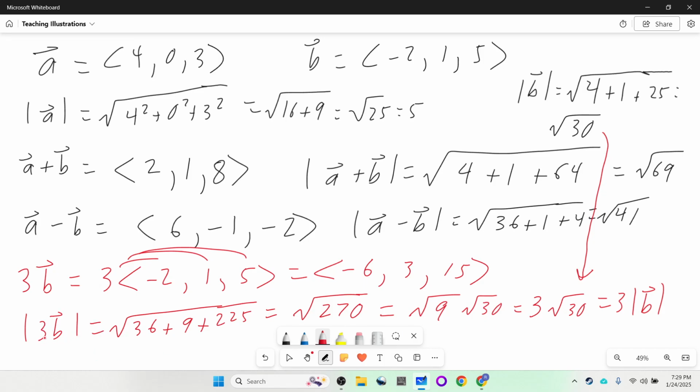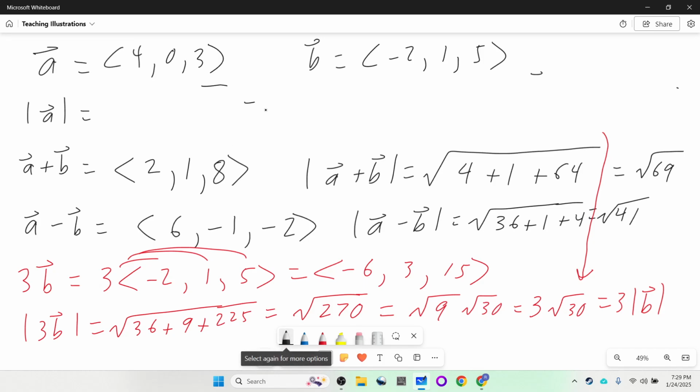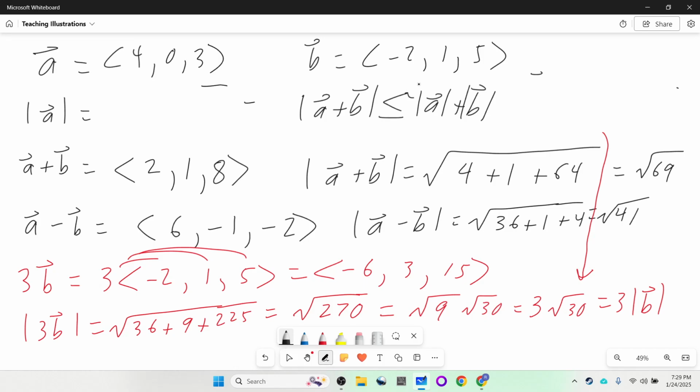So, scalars can be pulled out when we're doing lengths. You cannot separate an addition. In fact, we can see that right now. The length of A was 5. The length of B was root 30. 5 plus root 30 is not root 69. So you cannot say the length of A plus B is the length of A plus the length of B. That's not true. In fact, it's almost always less than or equal to, but usually less than. Very rarely it will be equal, but usually it's less than.